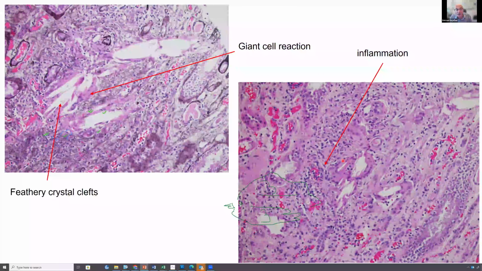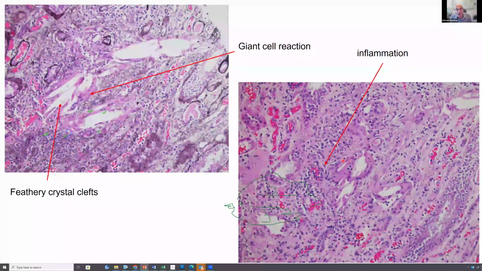As you know, it is dissolved. If we want to see the urate crystals, you need to fix the tissue in alcohol. Otherwise, it will be dissolved, and it is dissolved here. But the features are feathery crystal clefts, a giant cell reaction around them, kind of like a granuloma, and inflammation surrounding them. So we had multiple tophi in the biopsy.